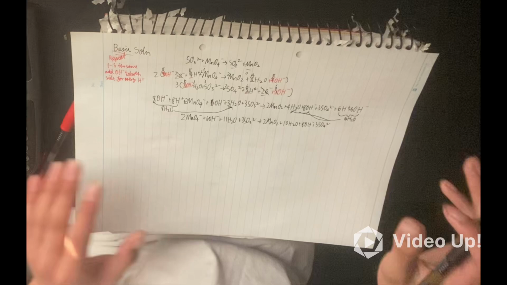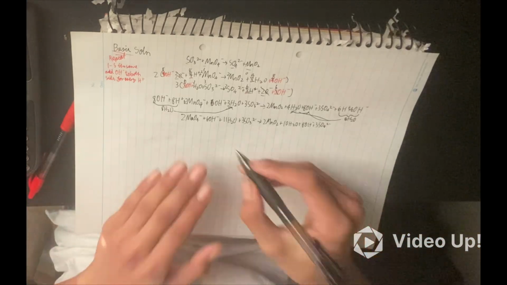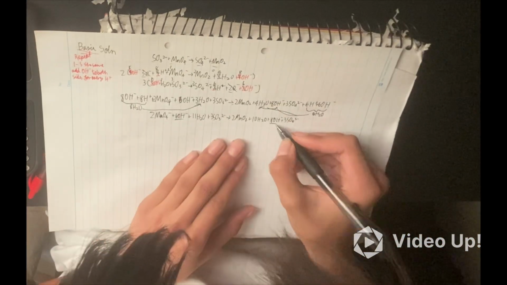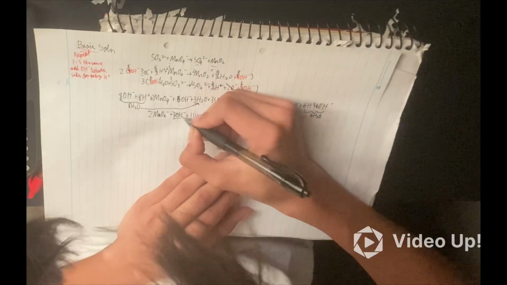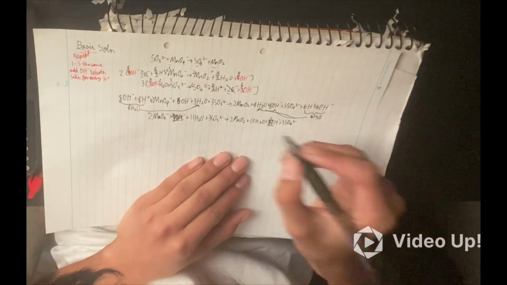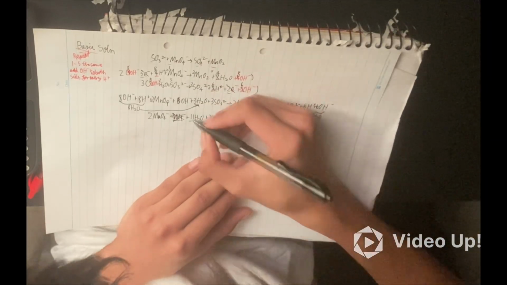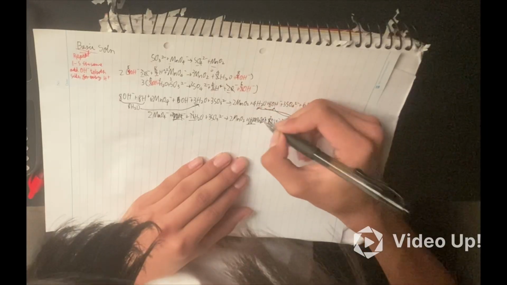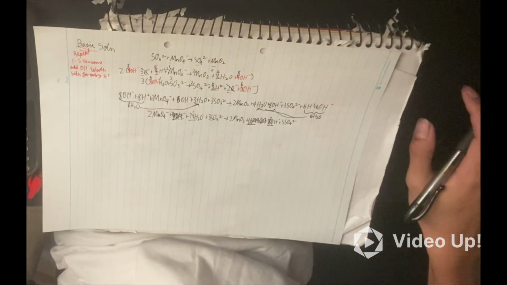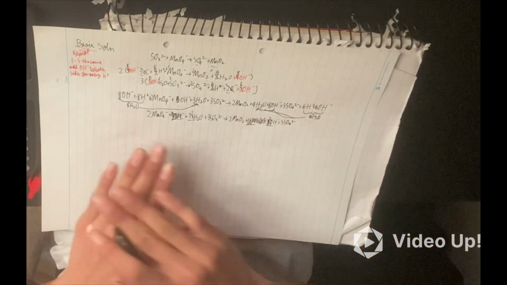Right, so now we've grouped up some of these things, and now we can start canceling things out. We have 6 hydroxide over here, and 8 here. We can cancel this and make it 2, and remove all these hydroxides. We have 11 waters here, and 10 here, so we can make this 1, and cancel out the water there, right? Now we can clean this up a bit.